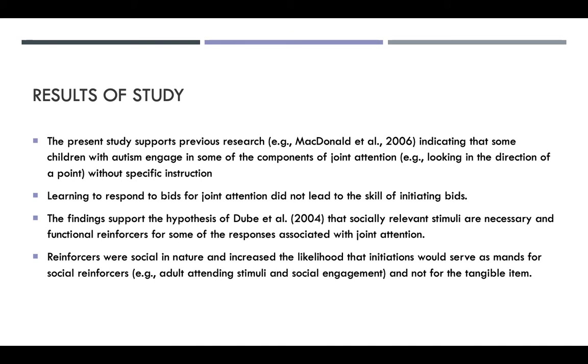So, some of the results of the study. It does support research that indicates that some children with autism engage in some components of joint attention without specific instruction. So they didn't need to train looking in the direction of the point. But those were only for the participants in the study. I don't think I mentioned it, there were 4 participants in this study. But for those kids, they didn't need to train on point. But for some kids, you do. Some kids don't have that skill. But that was one of the things that they saw as important to note.